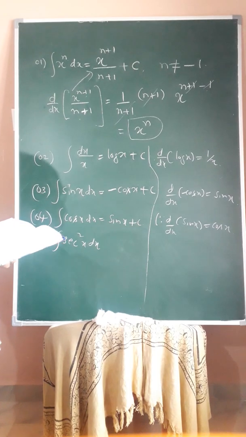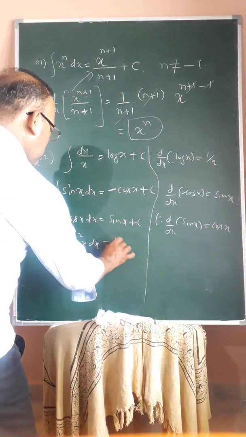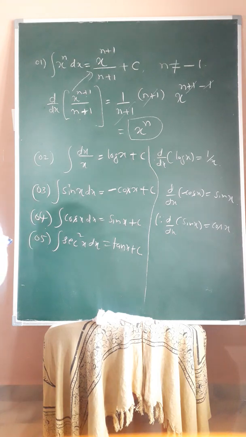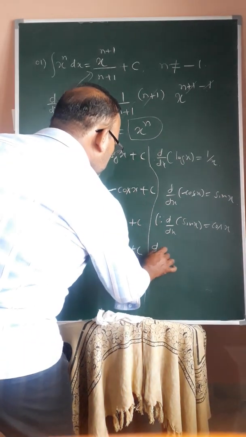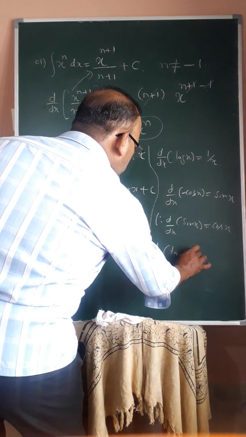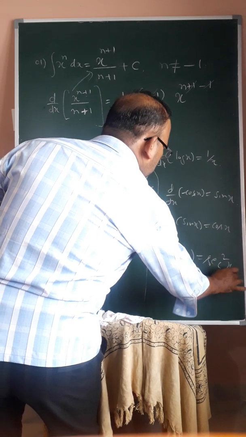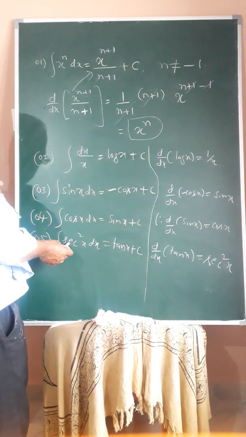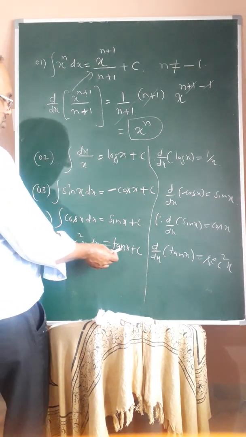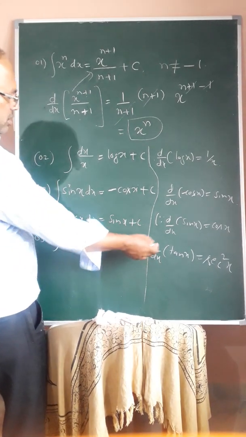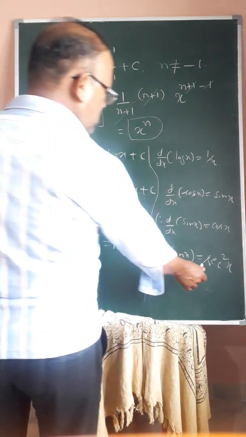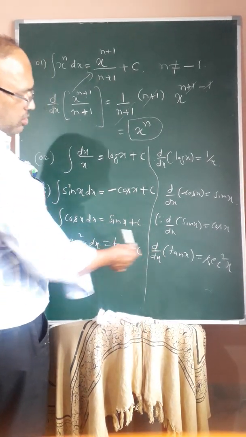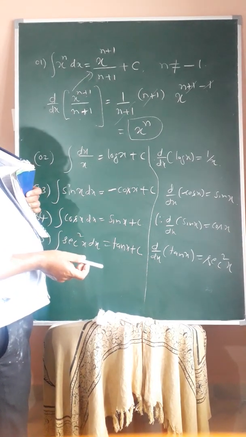Integration of secant square x dx is tan x plus c. Derivative of tan x is secant square. Secant is also a trigonometric function. If you differentiate tan x, we get secant square only. Why are we giving the reason here? To show both are inverse processes.